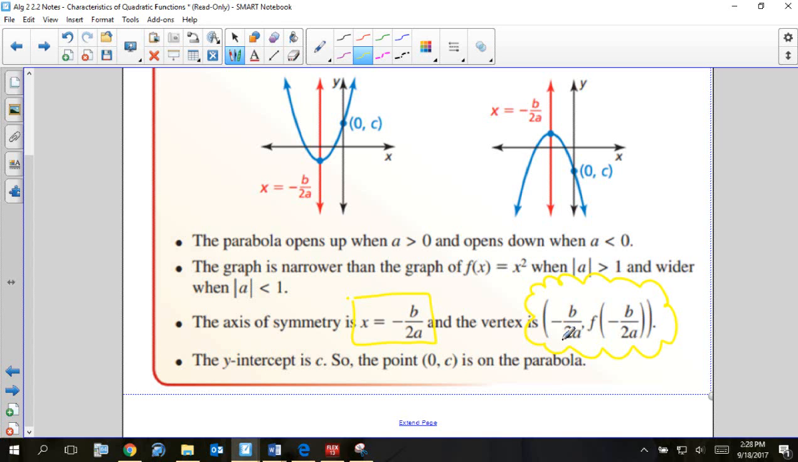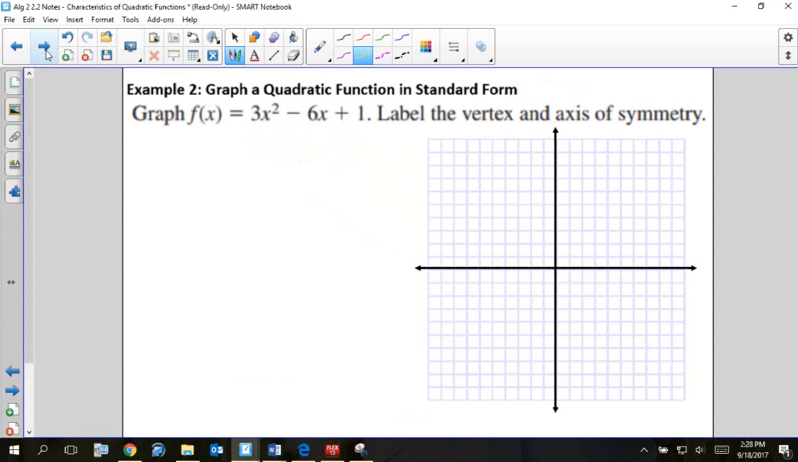So this looks like a lot of work. It's not. It's whatever that number is, put it there. And then take that same number, plug it in for x in the equation to find the y. That's what that says. And then the y-intercept is C. So the point (0, C) is that y-intercept on the parabola. So these are memorize, memorize, memorize. Now let's do an example.